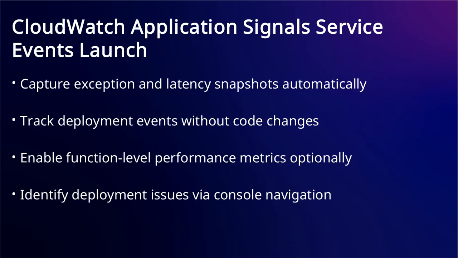You can identify deployment issues via console navigation by going to CloudWatch Application Signals and viewing the error section for your service. Service Events works with Java, Python, and JavaScript applications across all commercial AWS regions, with data captured as logs and function metrics as OpenTelemetry metrics.